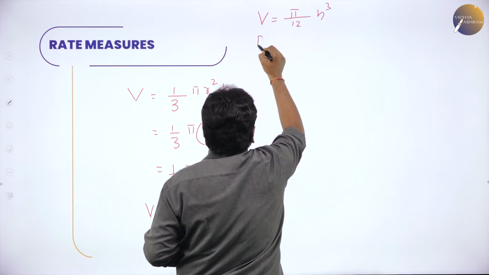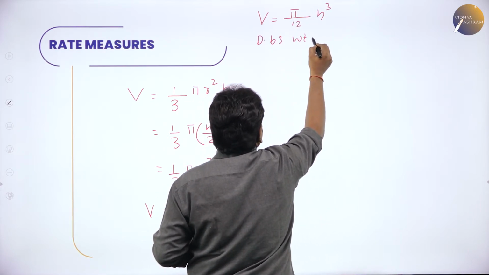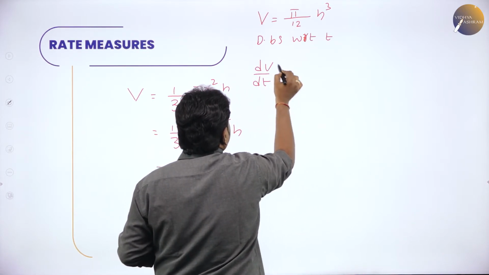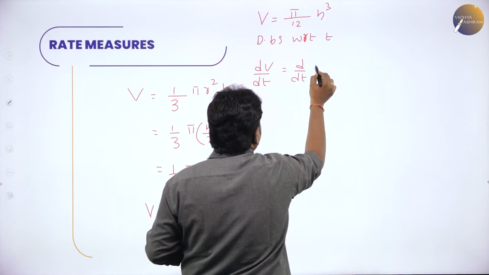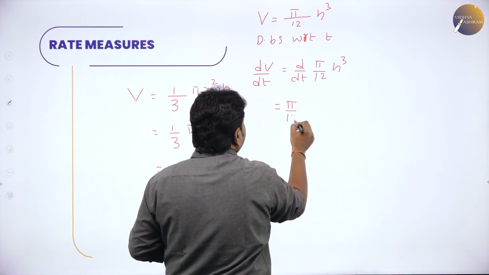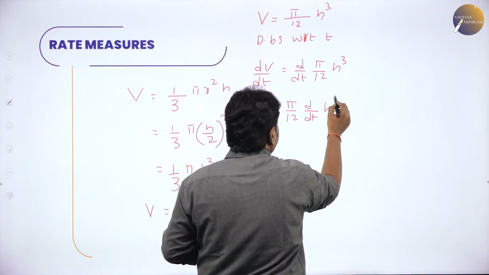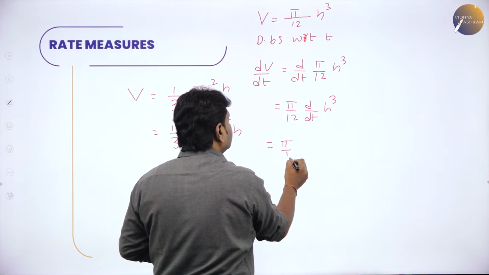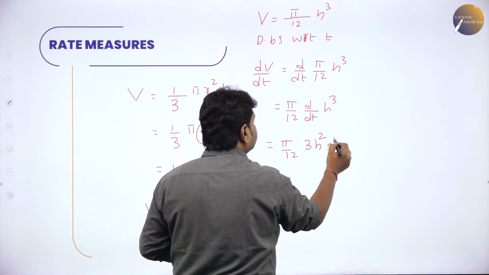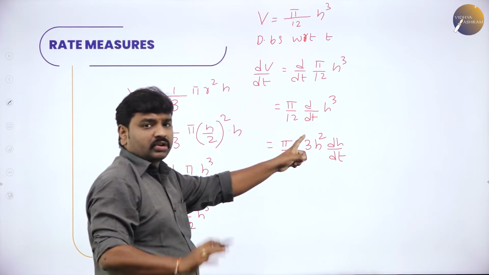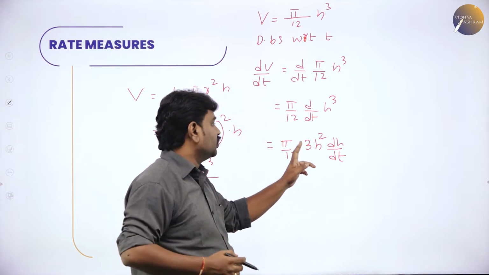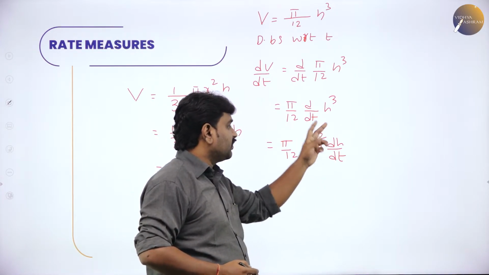So differentiate both sides with respect to t. LHS becomes d by dt of v, RHS becomes d by dt of pi by 12 h cube. You know pi by 12 is constant, take it out and apply d by dt for h cube. Again, last case we have done, what is d by dt of h cube? 3h square into d by dt of the internal function h. Look here, if it was t cube we would simply get 3t square, but here the variable is t and here it is h, the two don't match, so we must use the chain rule. 3 into h power 3 minus 1 into d by dt of the internal function.